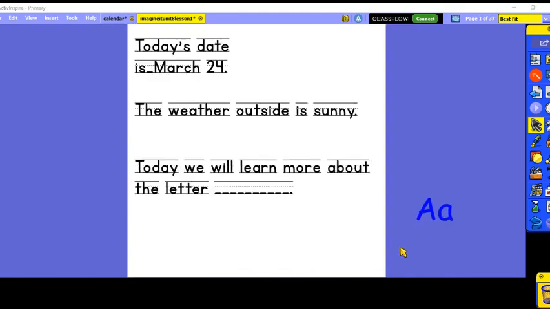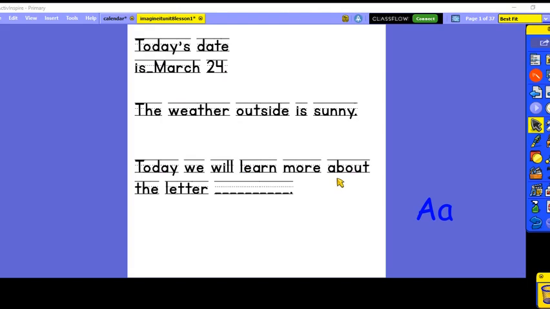Hey guys, let's take a look at our morning message for today. All right, show me where to start reading. Where do I start? Good. Do you see that our sentence starts with a capital letter and ends with a period? And then each sentence has a space in between your words. And when I read your journals that you've been writing, I'm going to be looking for those same things, a capital letter, a period, and spaces in between your words.